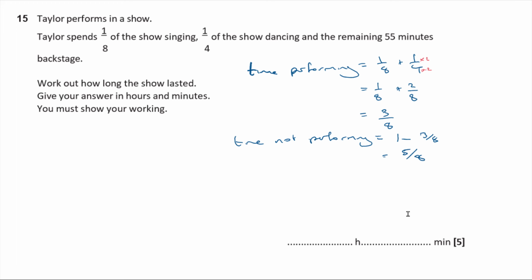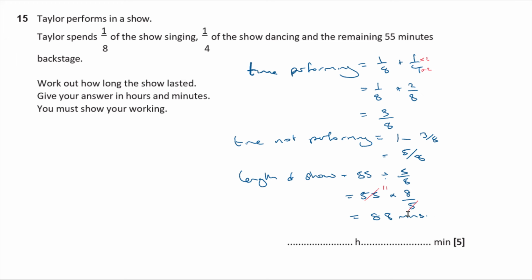So if I want to get the length of the show back again, it's going to be those 55 minutes divided by 5/8, which in other words is 55 times, flipping that fraction over, 8/5. So 55 times 8/5, so 5s into 55 go 11 times, and 11 times 8, that is 88. So that's 88 minutes.